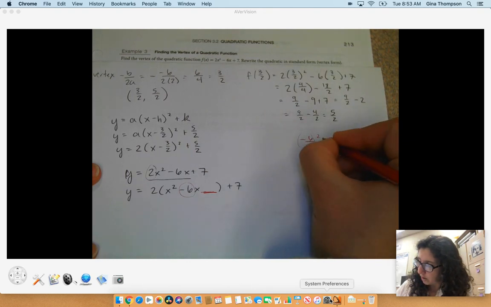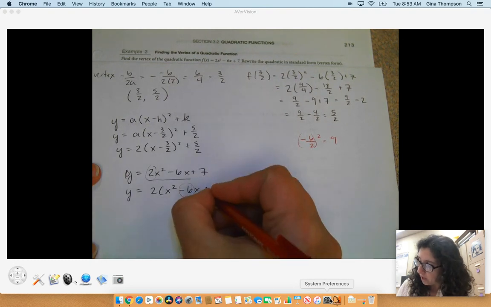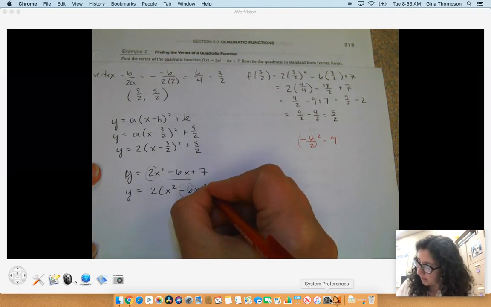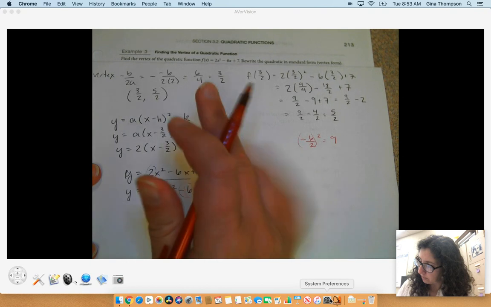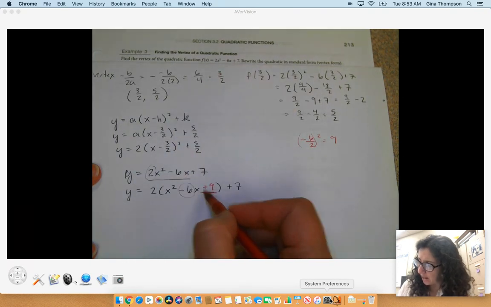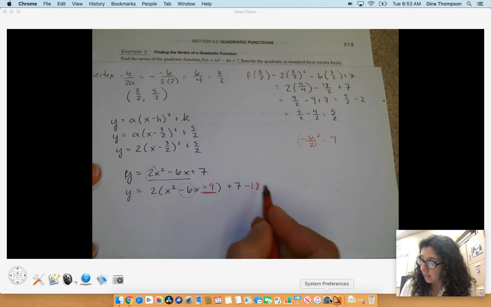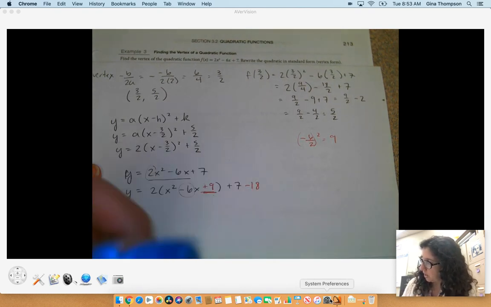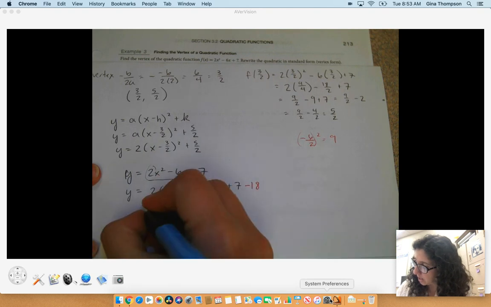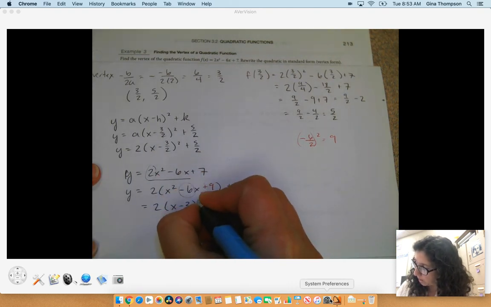squared is 9, right? So I write this as plus 9. What have I really added here? Have I added a 9? I've really added an 18. So I have to subtract 18, right? Plus 18 minus 18. So the good thing is, the next step, I can write this as x minus 3 squared.